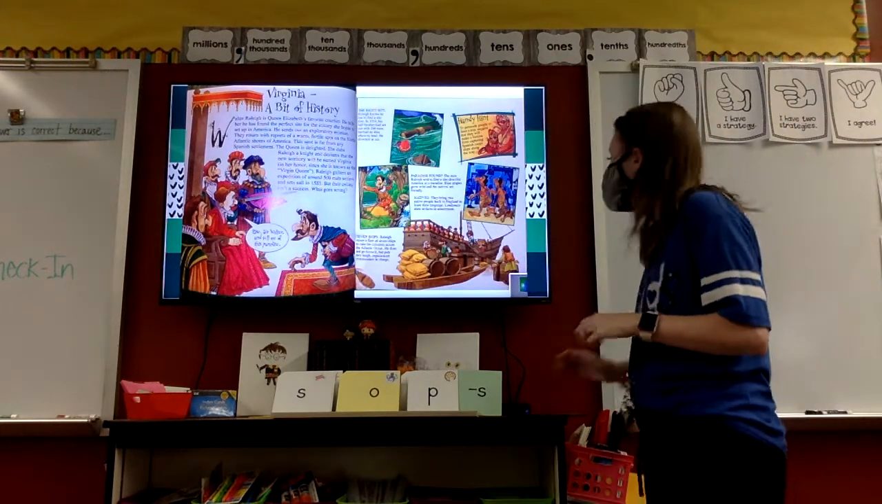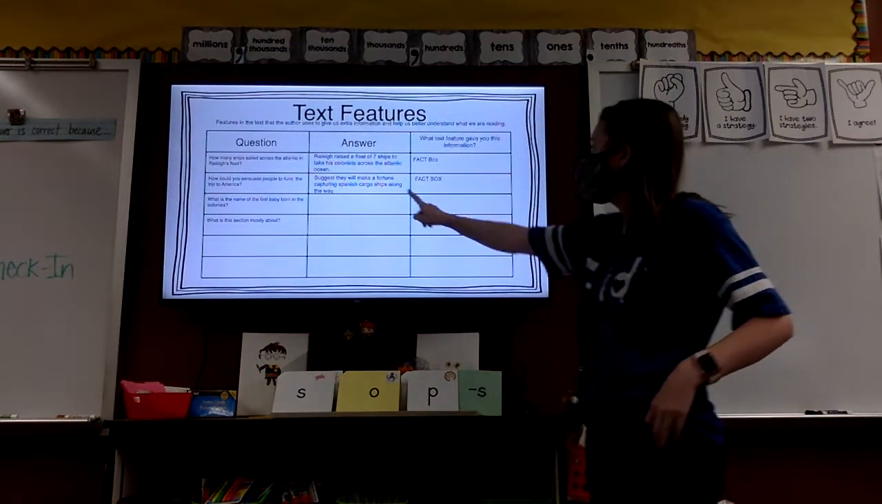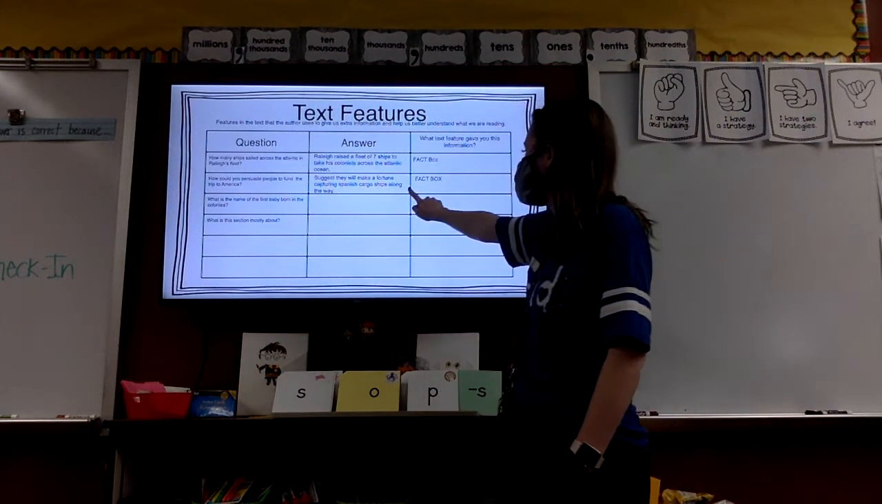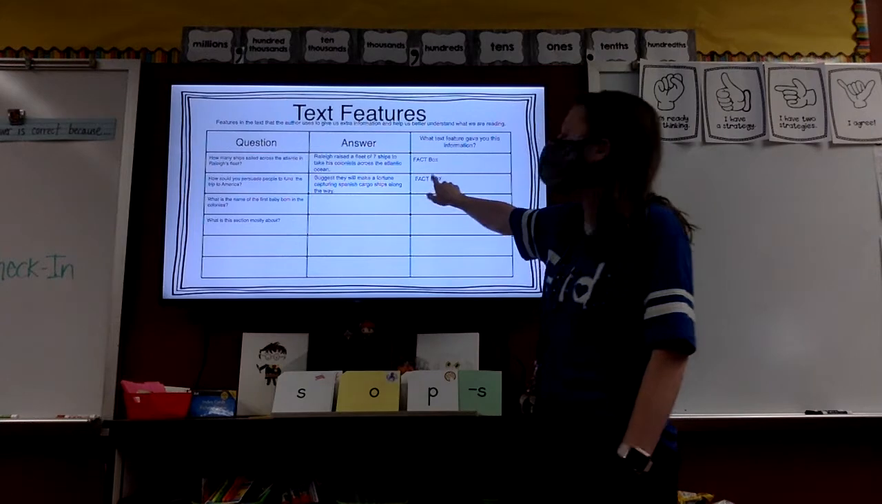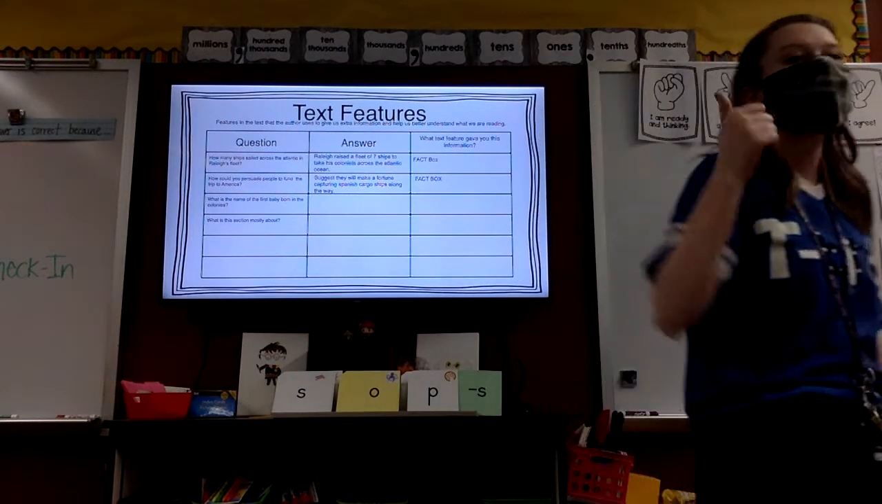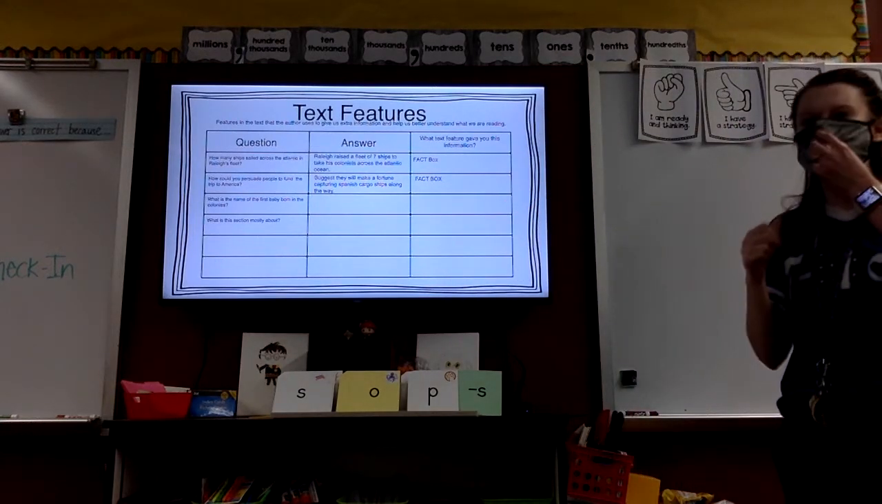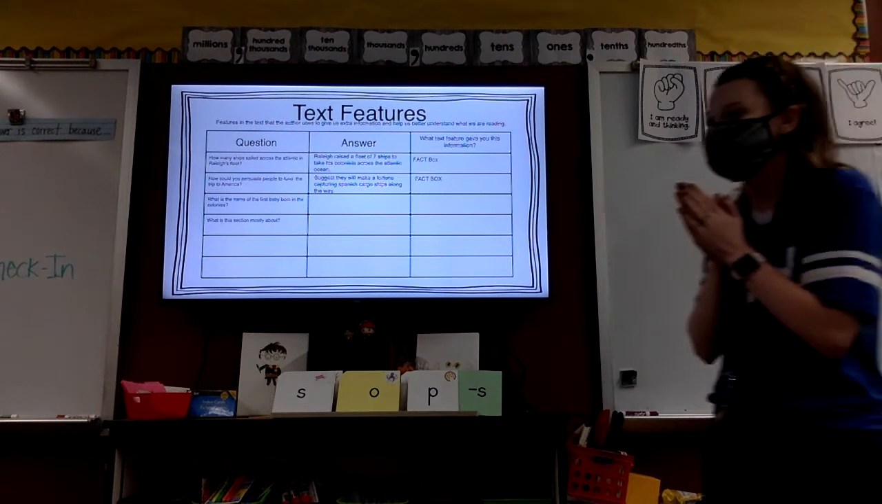Capturing ships. So here's my answer. Suggest they will make a fortune capturing Spanish cargo ships along the way. Where did I get that answer? From a fact box. Very good.